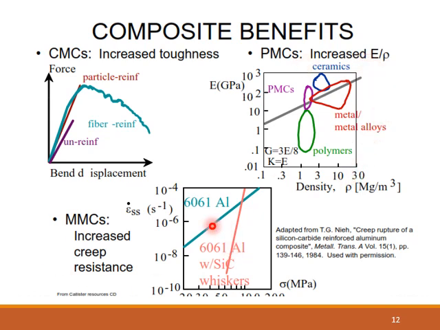And then for a metal matrix composite, what you want to achieve is to increase creep resistance, so the resistance to failure at high temperature, because the metallic materials at high temperature are susceptible to failure. So when you make a composite out of a metal matrix, generally what you want to increase is the creep resistance of the material.